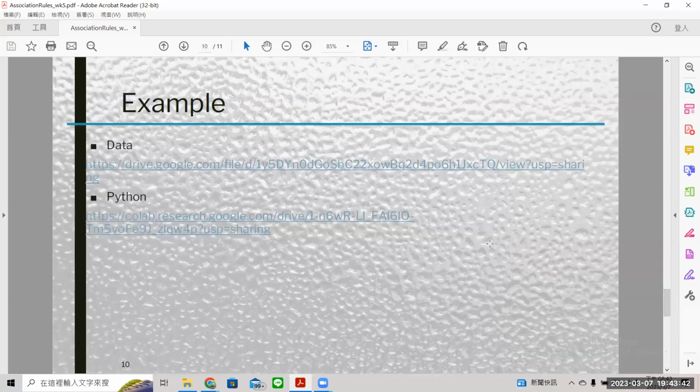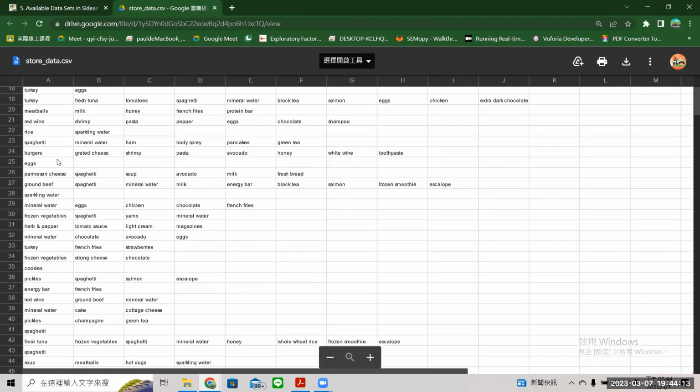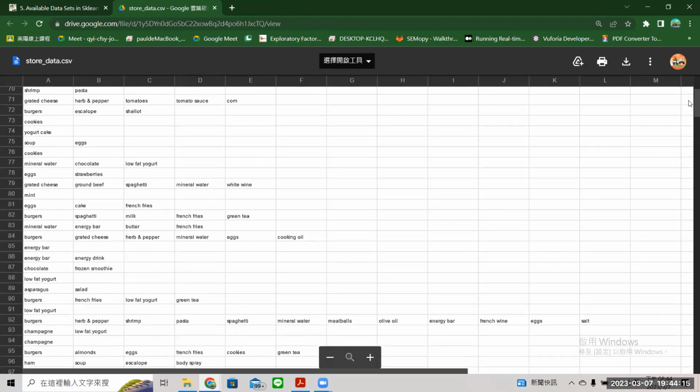Okay, now we have 2 examples. You can please also try about this. One is the data set. Yeah, this is the real data set about grocery. So you can see the first customer bought shrimp, almonds, avocado, vegetable mix, green grape, whole wheat flour. Okay, the first one. The second one bought these items. The third one bought these items. Blah blah blah.